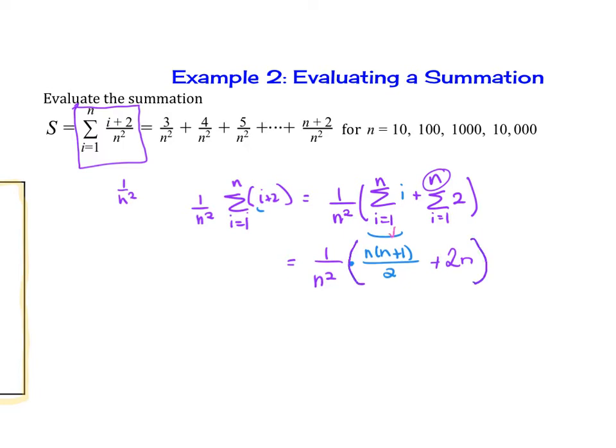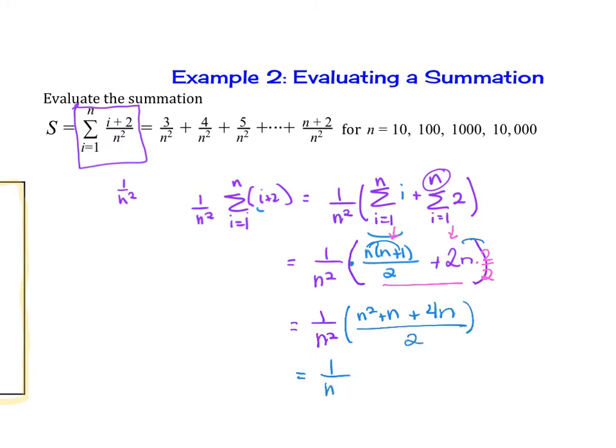You're just substituting using the summation formulas in order to evaluate. So now let's simplify a little bit more. This is 1 over n squared. Now we need to get a common denominator for our binomial here, so I'm going to multiply by 2 over 2. So now I'm going to multiply this together. So this is n squared plus n plus this becomes 4n. And now it's all over 2.